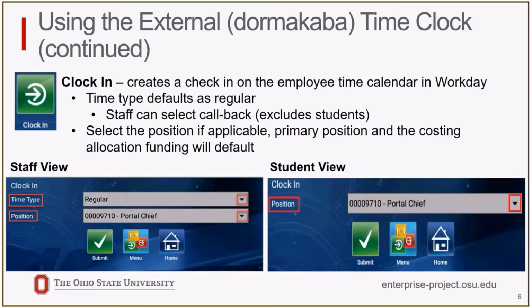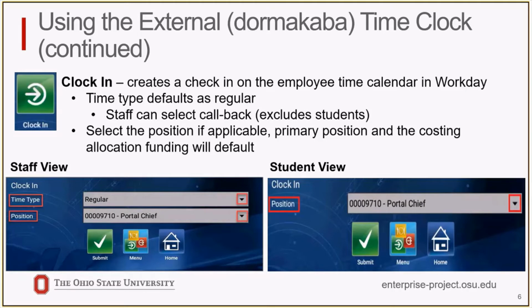To clock in, employees will select the button that says Clock In. The next screen will require the employee to verify the time type and position number they are clocking in for. Time type will default as regular. Staff can click the arrow in the box to select Callback as an alternative time type. Students do not have the time type option displayed on their screen because they are not eligible for callback. Their time type will always be the default regular.